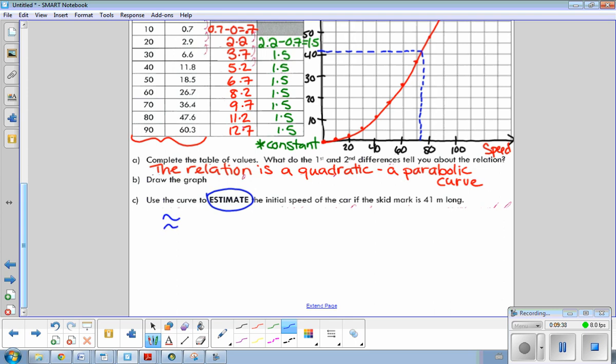That little symbol means approximately equal to. You could also do an equal sign with a dot on top. So it's 72 kilometers per hour.